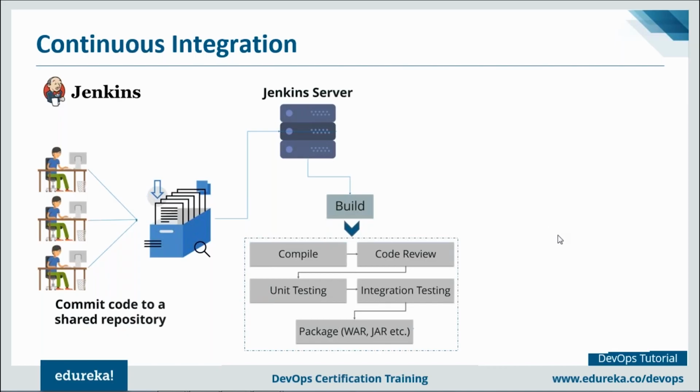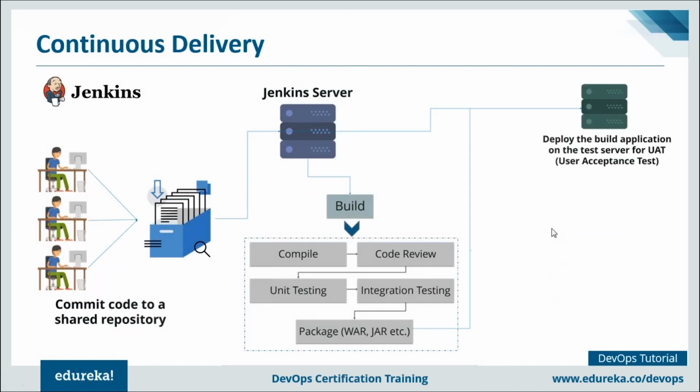Let's move forward, and now I'm going to explain continuous delivery. Now in continuous delivery, the package that we have created here, the WAR or the jar file or the executable file, Jenkins will take that package and it will deploy it onto the test server for end user testing. All right, so there's one more question from Jagrati again. Which kind of testing are you talking about now?